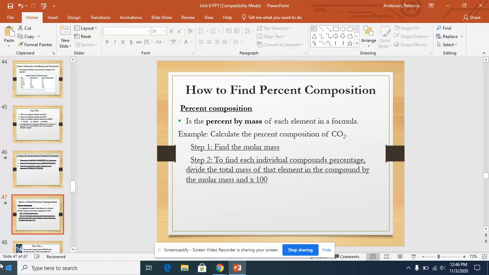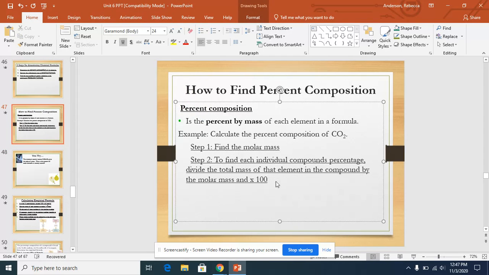Okay, so percent composition is the percent by mass of each element in the formula. Calculate the percent composition of CO2. So first I want you to type out these steps. Step 1, find the molar mass, which we have gone over a couple of times, but we will go over that again just to kind of refresh your memory. Step 2, define each individual compound percentage. Divide the total mass of that element in the compound by the molar mass and then times 100.